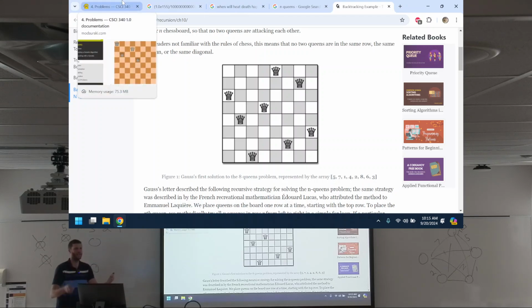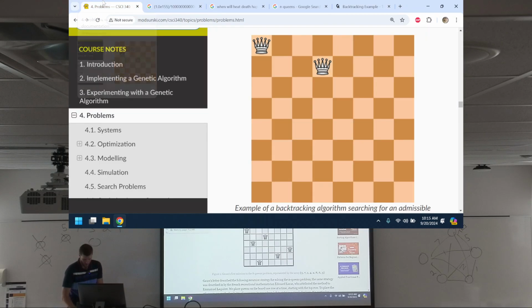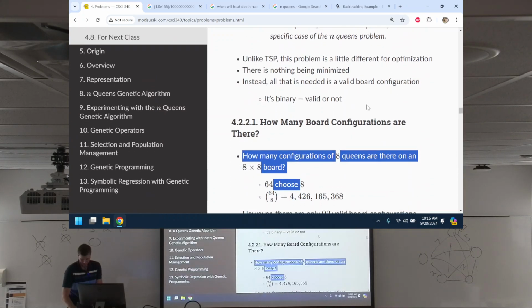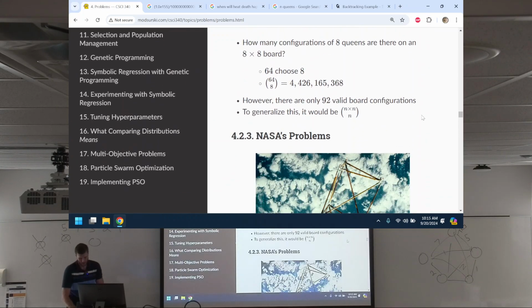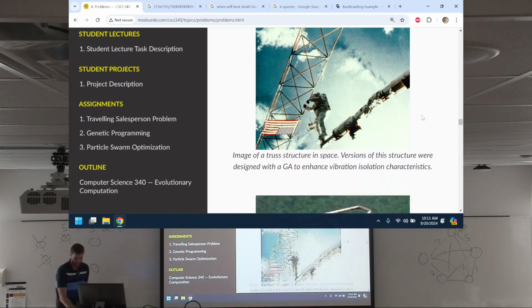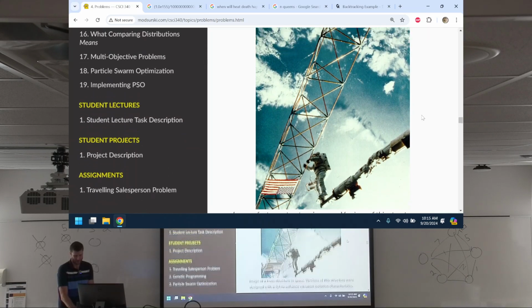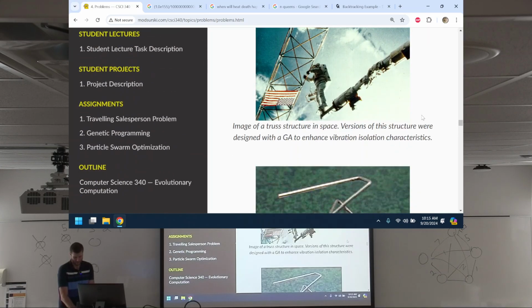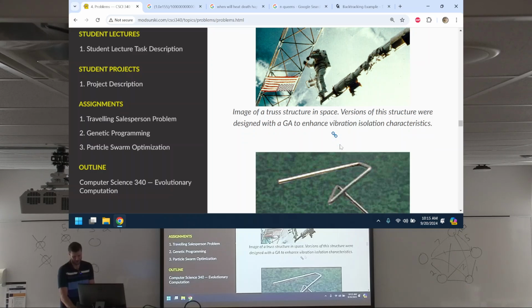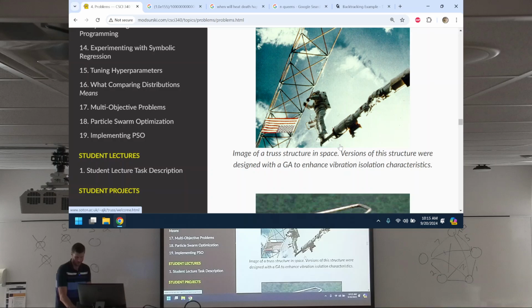So there you go. N queens is find a configuration such that none are possibly attacking each other. Cool. So how many board configurations are there? A lot. NASA's problem. So see this fancy little, what do you call that? Truss structure. Cool. Right?